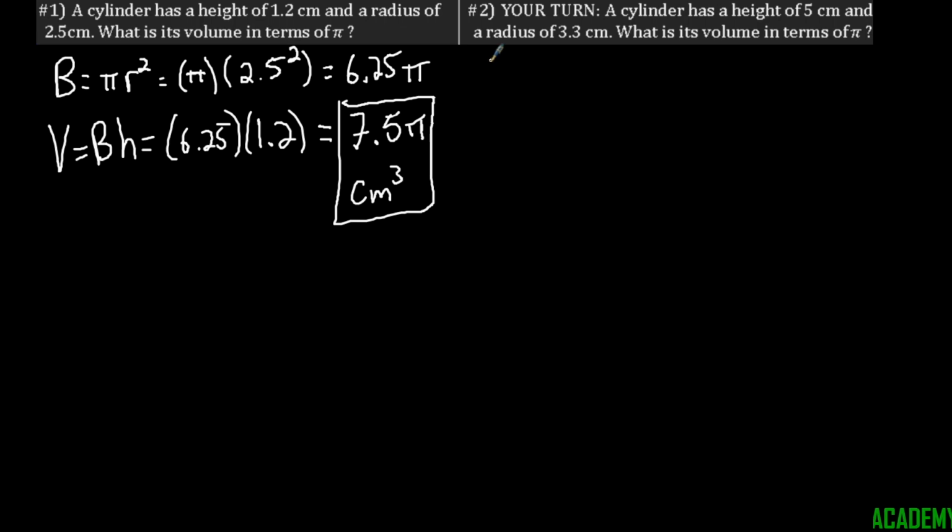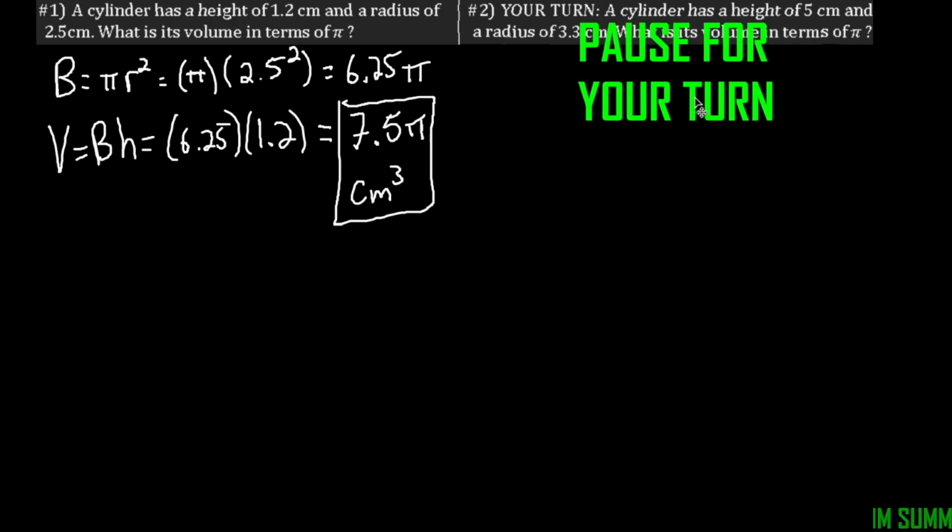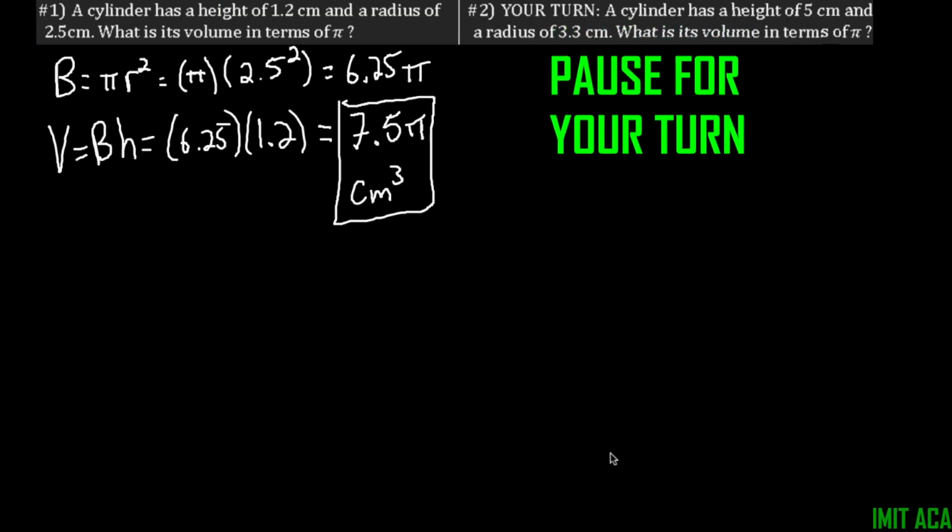Throughout the video, I'm going to have it side by side on your page. So all you're going to do is the exact same problem, except with different numbers. For this one, it says a cylinder has a height of 5 centimeters and a radius of 3.3 centimeters. What is the volume in terms of pi? What I want you to do is pause for your turn and try to solve for the volume of that cylinder.